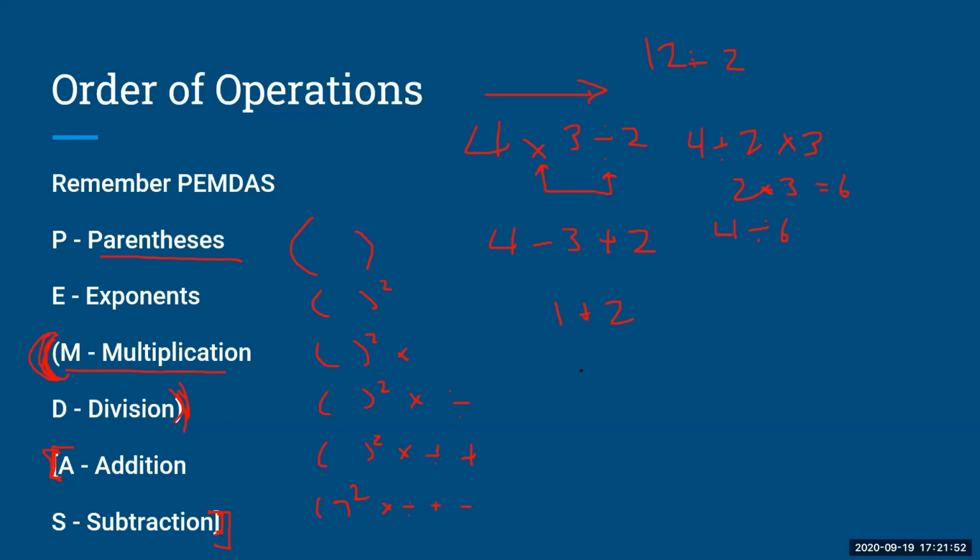Likewise, if you had like 4 minus 3 plus 2, instead of doing it left to right, you do addition first. You have 4 minus 5, which is -1. So obviously you get different answers based on a different order you do it, which is why order of operations is important. So do the left to right method.